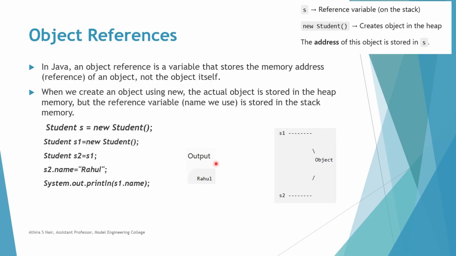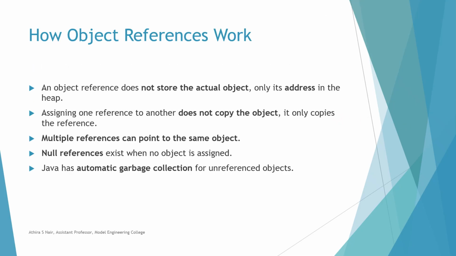So what is stored inside an object reference? The memory address of the object. When we create an object using new, the actual object is stored in the heap. But the reference variable, which is the name we use, is stored in the stack memory. This is how object references work.